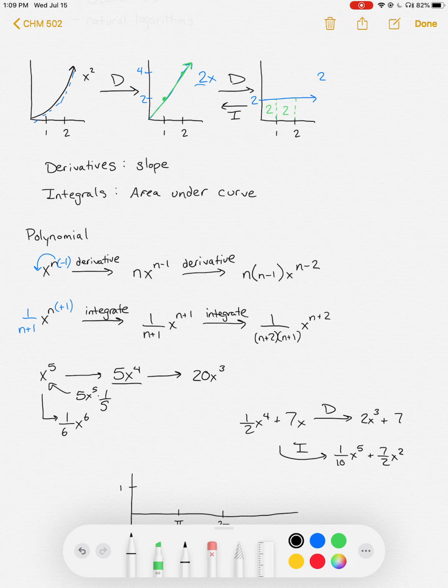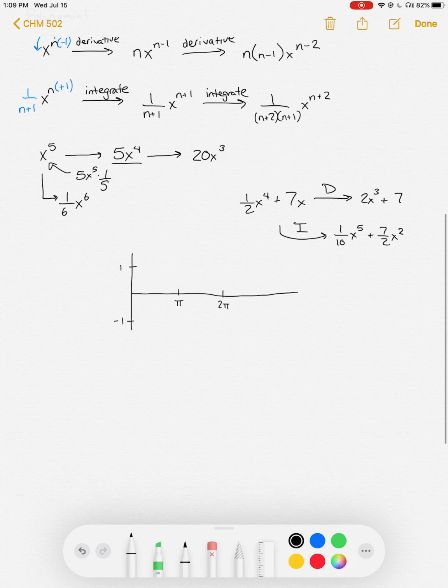So I encourage you to go through, and there'll be some practice problems posted to practice this if you want to get a refresher on how to do simple derivatives and integrals.